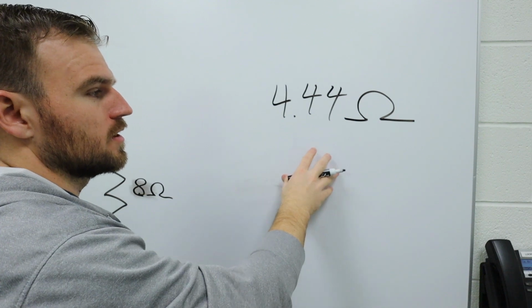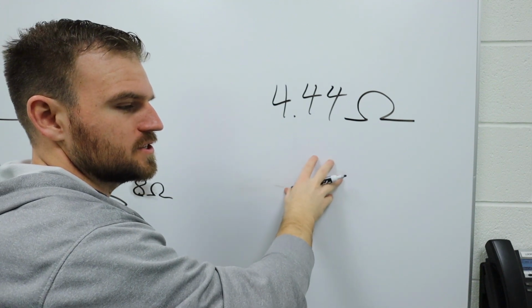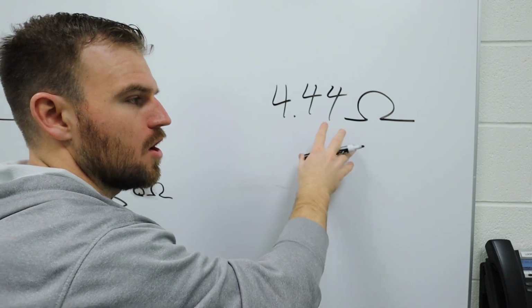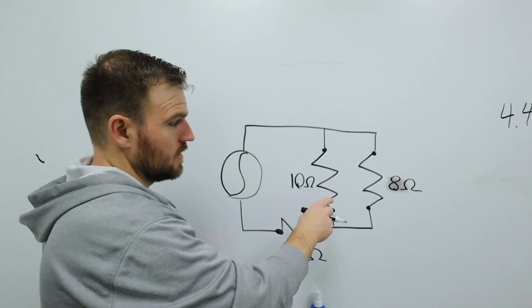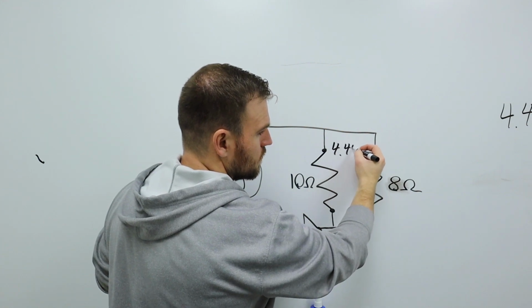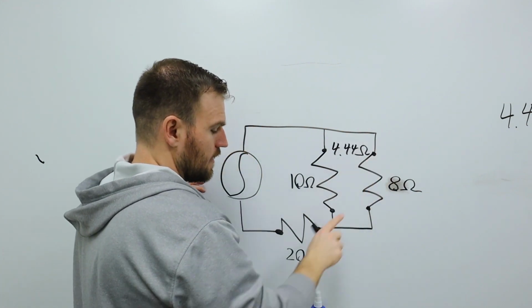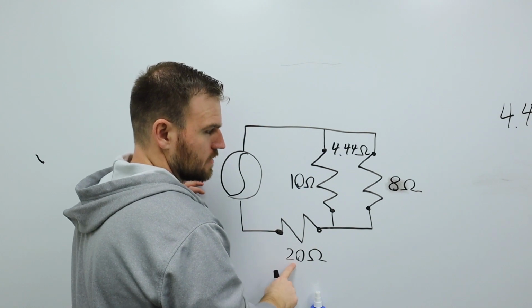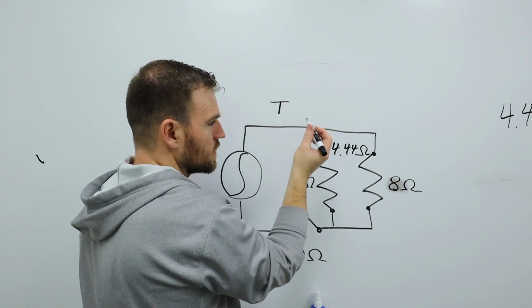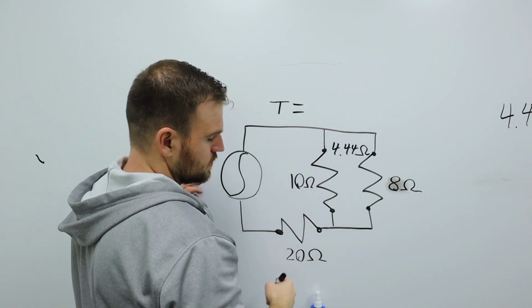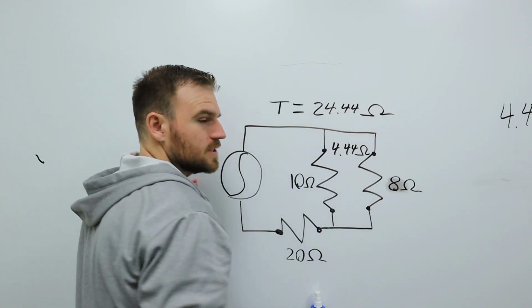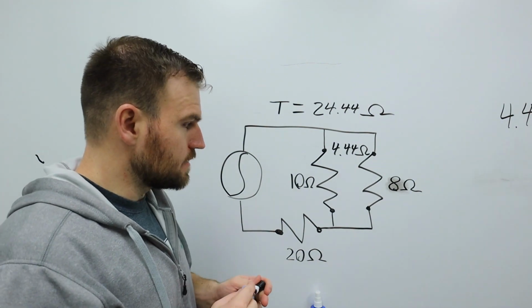Now if we go back to our circuit, we're going to see that we have another resistor, but it's in series. So we're just going to take that other resistor and add it to this 4.44 ohms of resistance. So let's take a look at that really quick. The two of these combined are what's going to equal that 4.44 ohms right up here, and then we're going to have to add this 20 ohms right here. So the answer to this problem for our total resistance, we're just going to mark that as T, will equal 24.44 ohms of resistance.